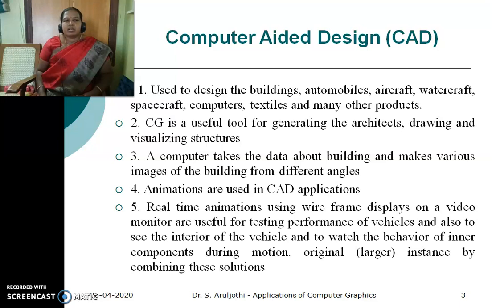For example, in a car company, they are going to release a new product in the market. Before releasing in the market, they have to check whether the particular car is working in a good condition. For that, we can use CAD. We can apply the particular car in the monitor with the real-time animations and we can check the interior parts of the vehicle. If it runs smoothly, then we can bring it to the market. Otherwise, we can change before releasing the product to the market.